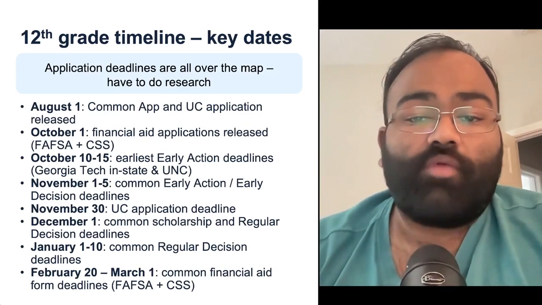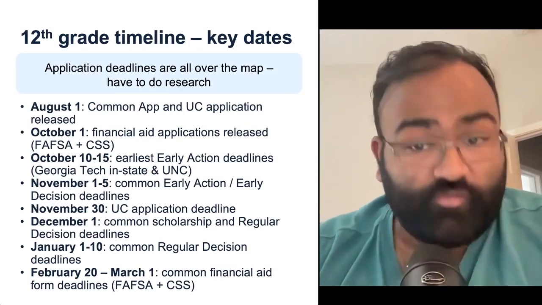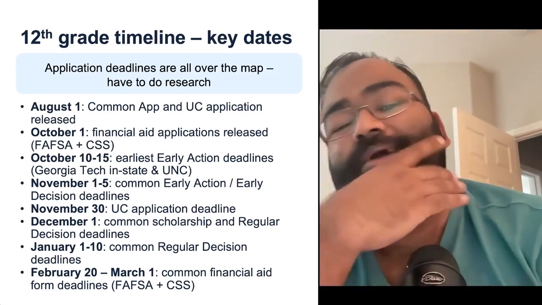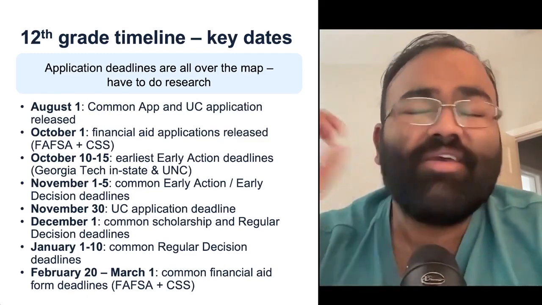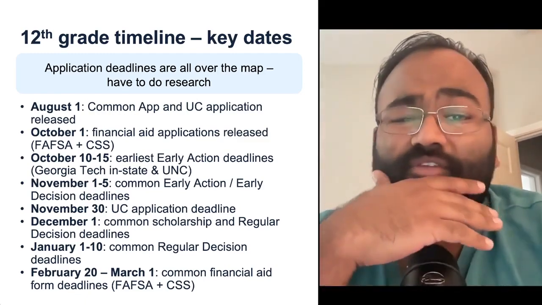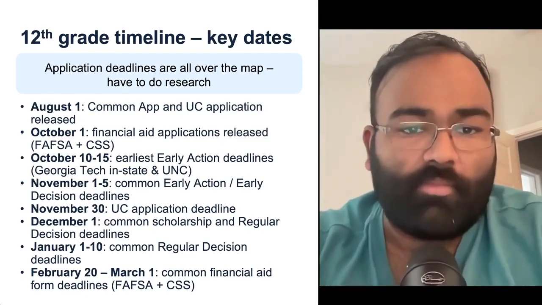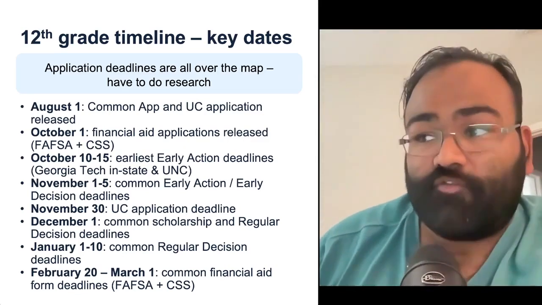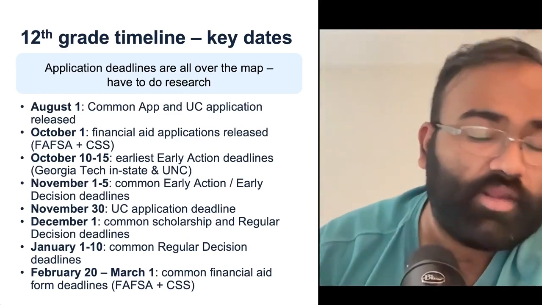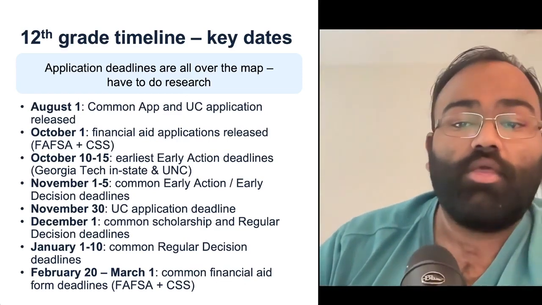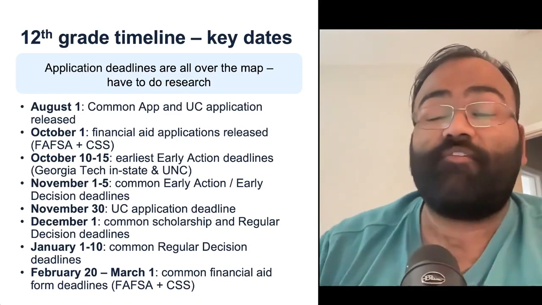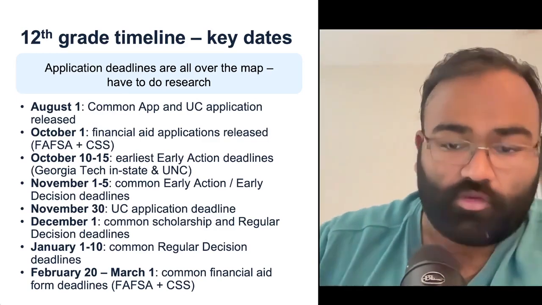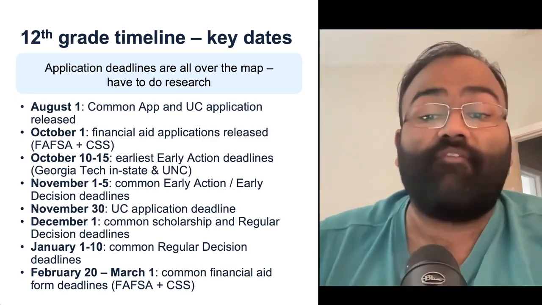In terms of the 12th grade timeline, some of the key dates to keep in mind are August 1st, which is already passed. That's when the Common Application and the UC application and pretty much most college applications of different systems are released for the upcoming cycle. So if you're planning on applying to college to enter in fall of 2023, or if your student is planning to apply to college to enter in fall of 2023, the applications that your family's going to be filling out, that your student's going to be filling out, are already available.